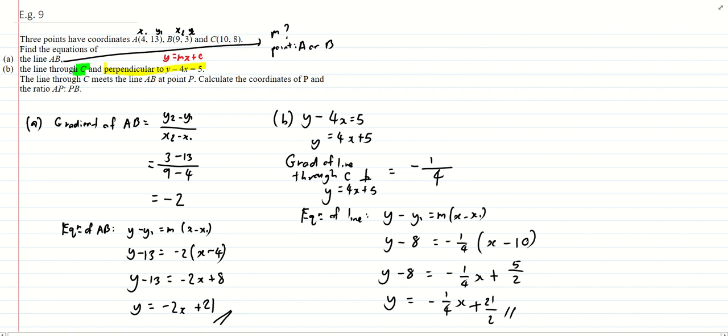The line through C meets the line AB at point P. Calculate the coordinates of P and the ratio of AP to PB. So let's just sketch out the line. AB is something like this.